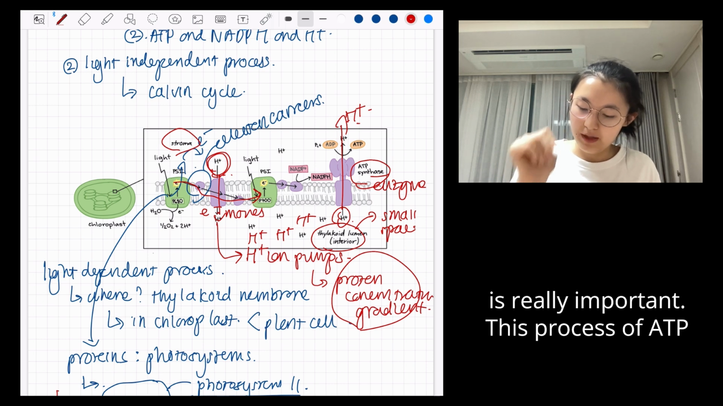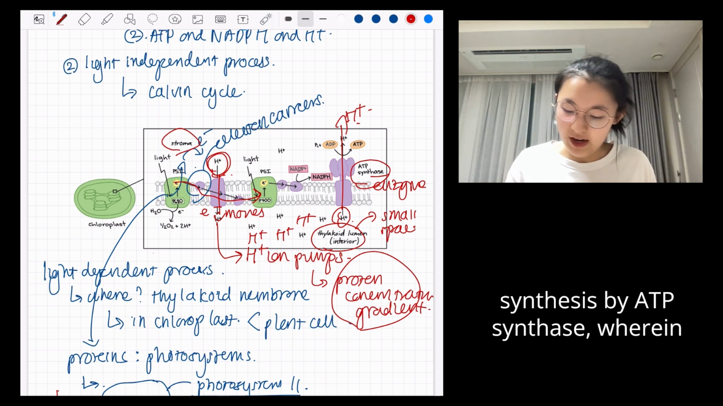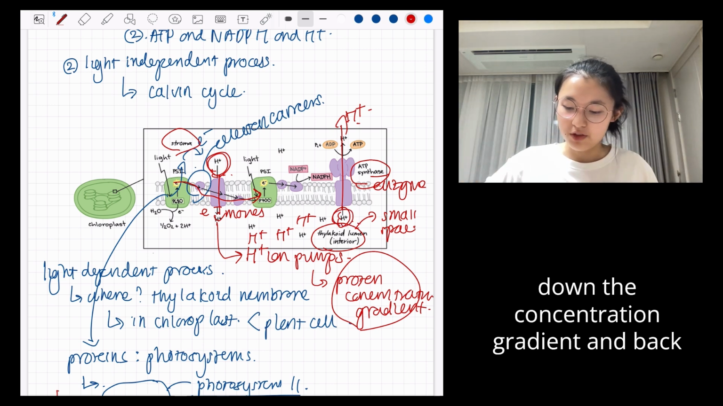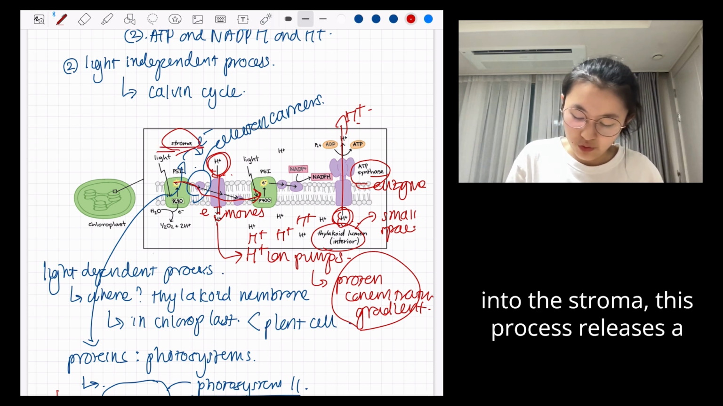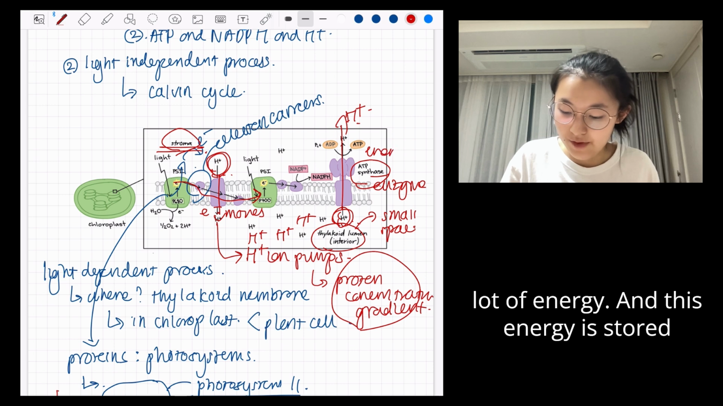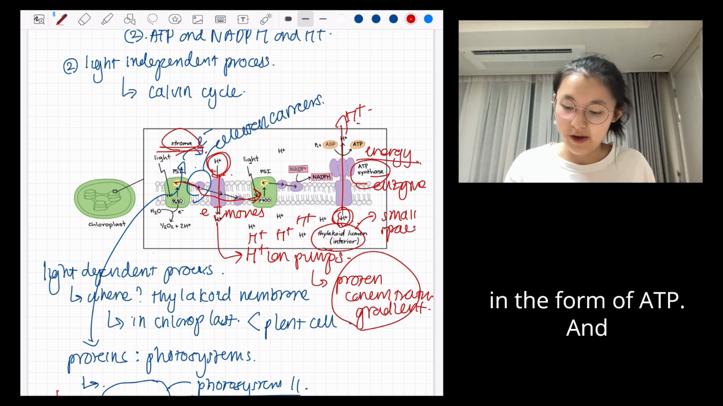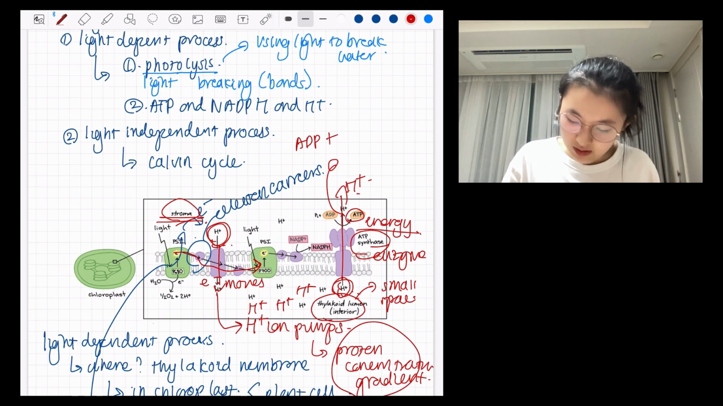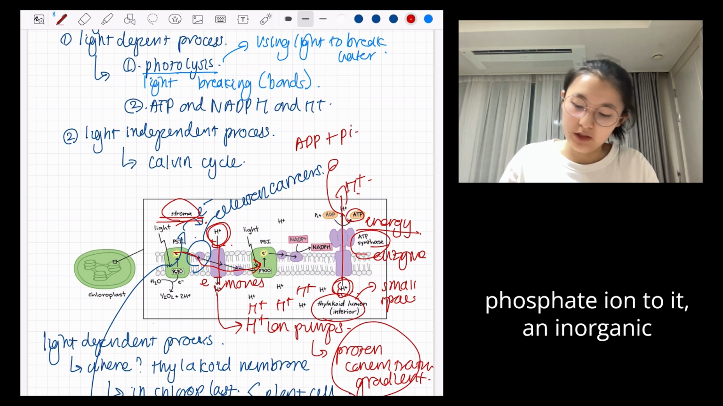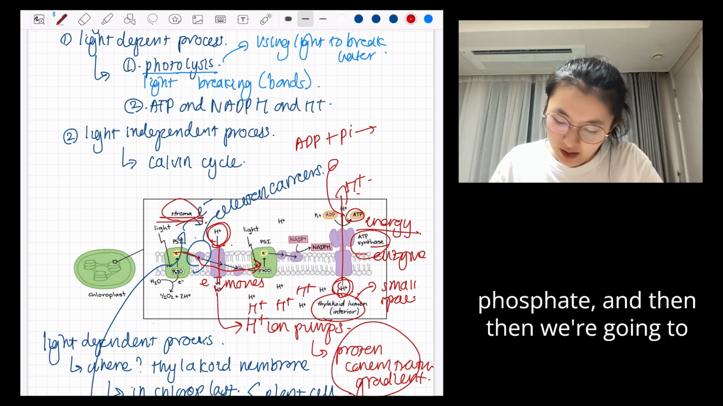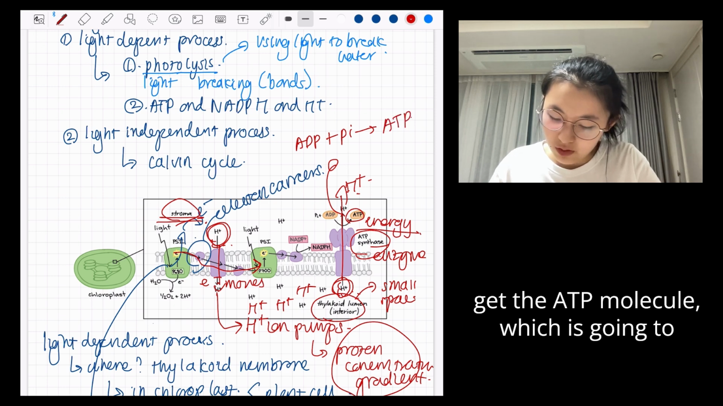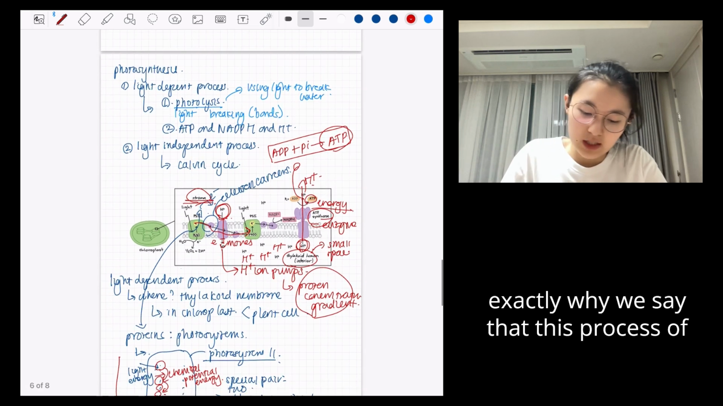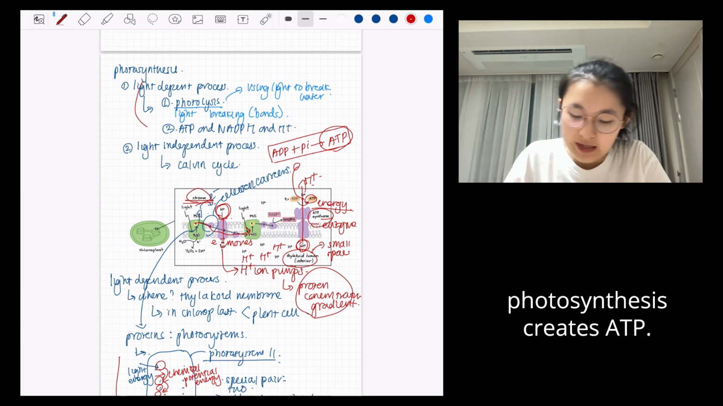This process of ATP synthesis by ATP synthase, wherein the hydrogen ions that were in high concentration in the thylakoid lumen move down the concentration gradient and back into the stroma, releases a lot of energy. And this energy is stored in the form of ATP. And how does it do that? Well, this is because we add an inorganic phosphate ion to the ADP molecule, and then we get the ATP molecule, which stores the energy for us. So that is exactly why we say that the light-dependent process of photosynthesis creates ATP.